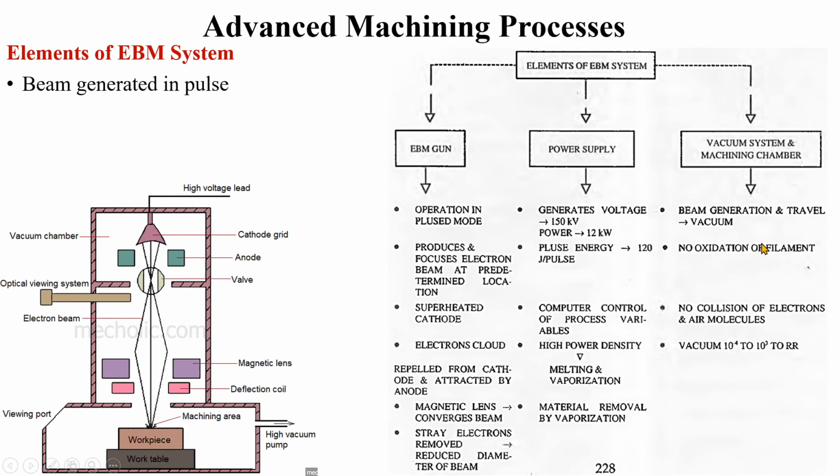If it gets oxidized, it reduces the electron emitting capability. Also, we use a vacuum to avoid collision of electrons with air molecules. When these electrons collide with air molecules, their kinetic energy may get reduced, and because of that the heat generation will be lesser. So in order to avoid that, we are using a vacuum. And finally, the vacuum can be varied between 10 to the power minus 4 to 10 to the power minus 5 torr.